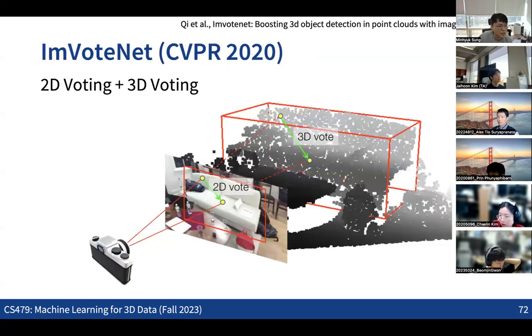This idea has also been extended to use both the 2D information and the 3D information. If we also use the 2D image information, while aggregating the 2D voting with the 3D voting, then we can also get some improvement in accuracy.